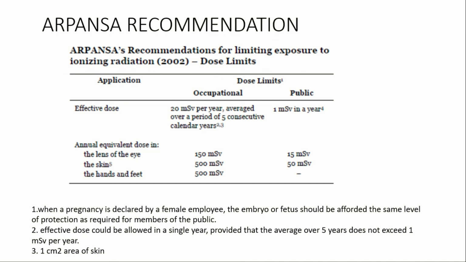So these are the limits of the effective dose and equivalent dose for those who work in the health sector, for example radiographers, and for the public. For effective dose, this is according to the Australian and New Zealand guideline. For those who work in the health sector, such as radiographers, the effective dose limit is 20 millisievert per year, averaged over a period of 5 consecutive calendar years. The public can only afford 1 millisievert per year.